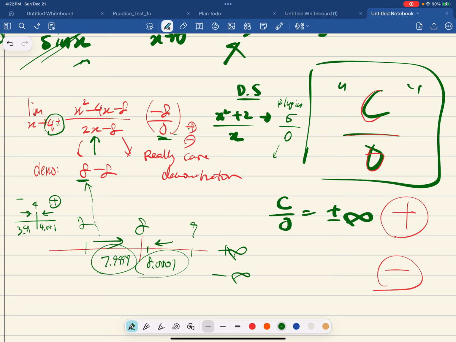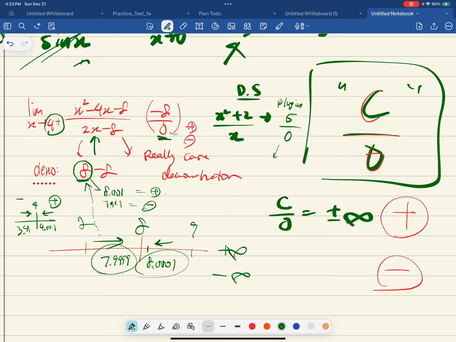So then what will be the outcome after plugging it in? This number will become an 8.0001, because this x is a little bit more than 4. And that's because the question specifically says it's a plus. If it's a minus, then it will be a 7.9999 here. And what's going to happen if you take away 8 from 8.0001? It will be a positive number. 7.9999 minus 8 will be a negative number.